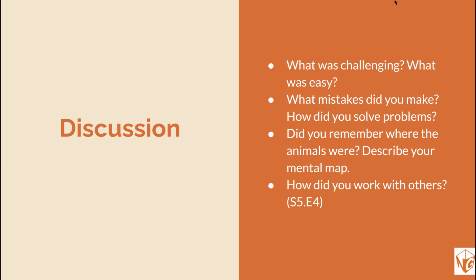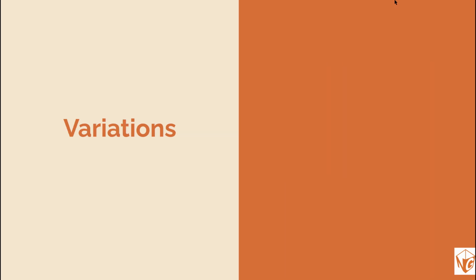In your discussion, you can ask what was hard and easy, what mistakes they made, and how they solved the problems, and have them describe the mental map that they built up over time of the space, and talk about how they worked with each other.